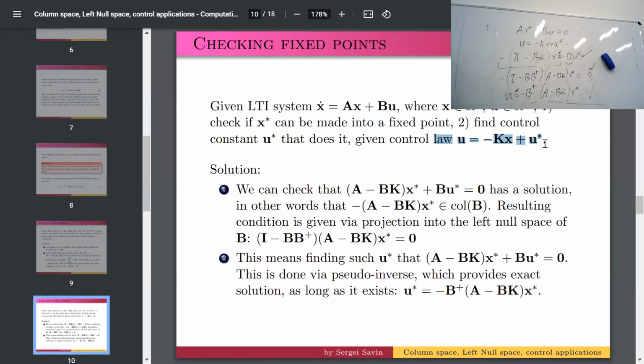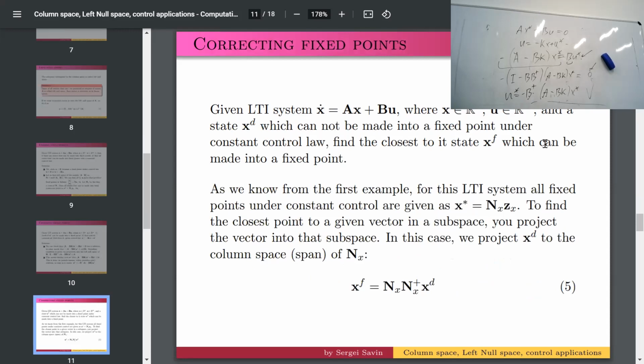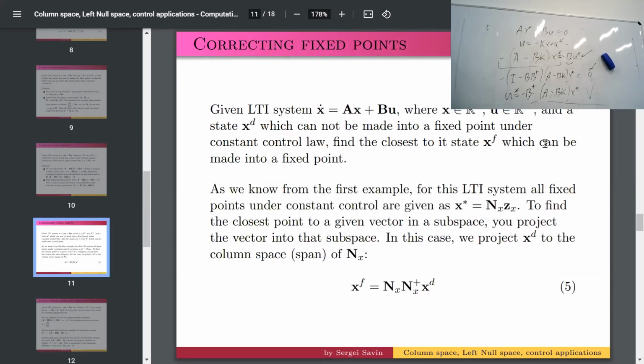So let me check. We have 4 minutes left, so let me just see the next problem. Okay, let's do this one problem very fast, and then the following ones we will go through tomorrow.